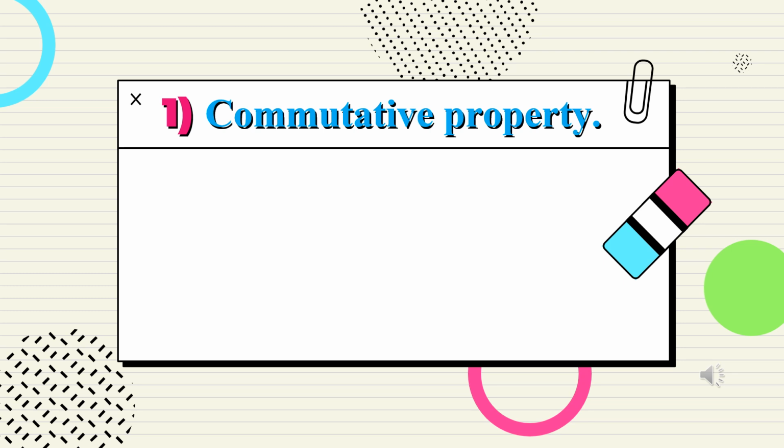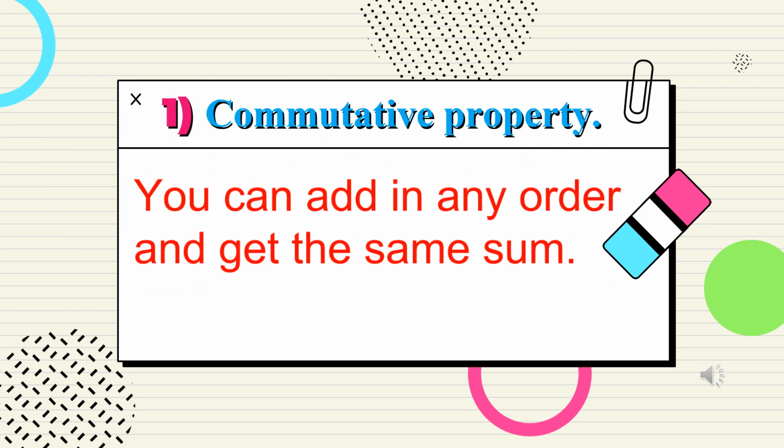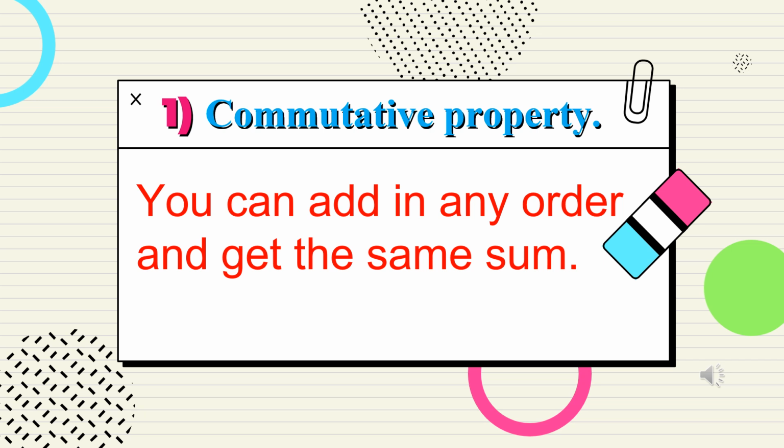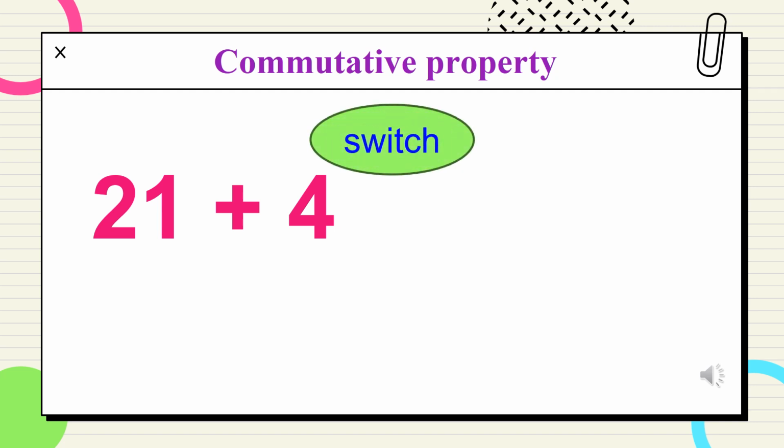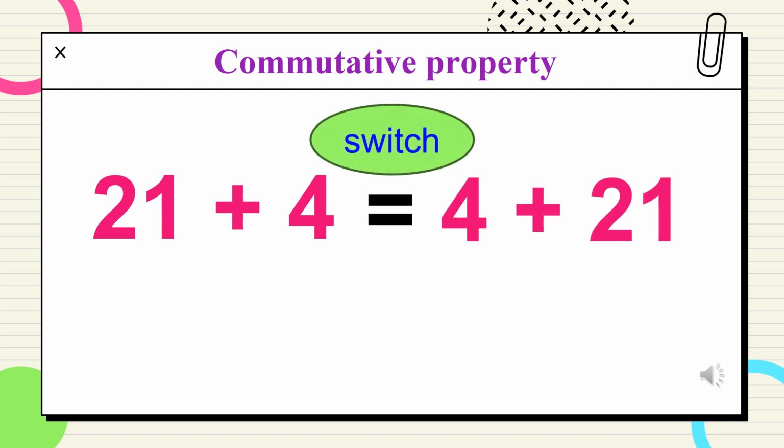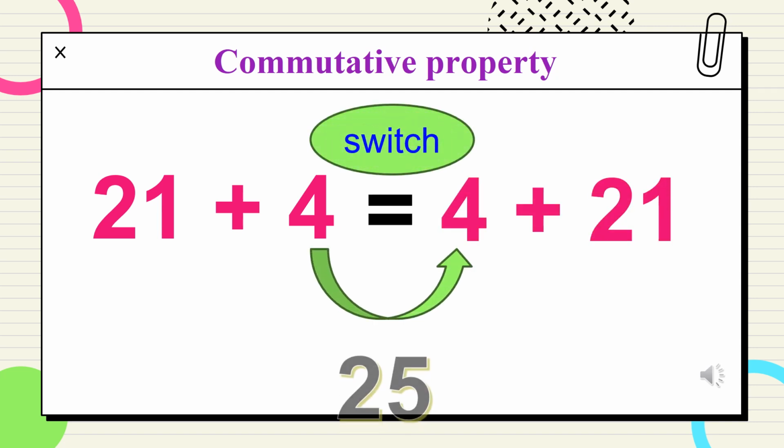So what's meant by commutative property? It means you can add in any order and get the same sum. If we have here 21 plus 4, I need to solve this problem by using commutative property. Remember, commutative property means you can add in any order. So I can switch the addends to be 4 plus 21. So the sum here equals the same 25.